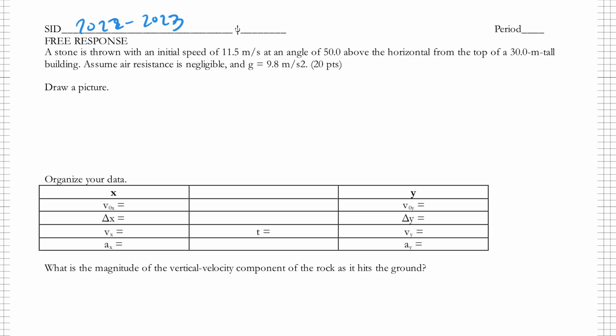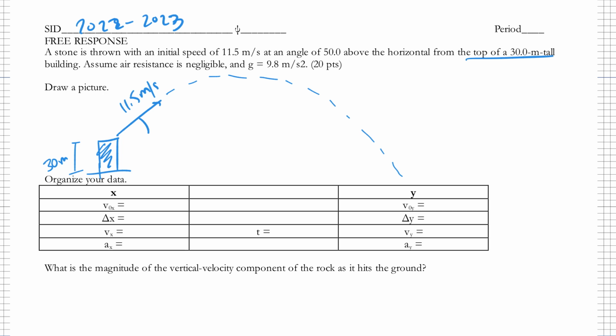The stone is thrown at an initial speed of 11.5 at an angle of 50 degrees above the horizontal from the top of a 30-meter tall building. So here's my building. We will assume that it is 30 meters tall. Then we're going to shoot the rock off like that. This will be 11.5 meters per second. And the rock is going to go like this, and it's going to hit the ground somewhere over here.